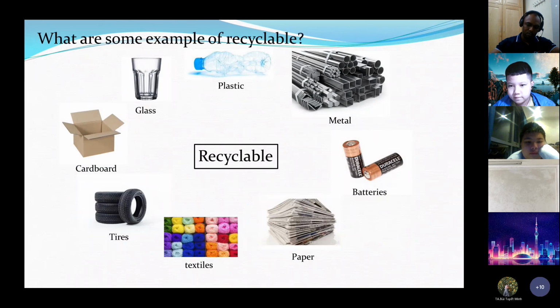Next, I will talk about what are some examples of recyclables. We can recycle plastic, metal, glass, batteries, paper, textile, tires, cardboard.